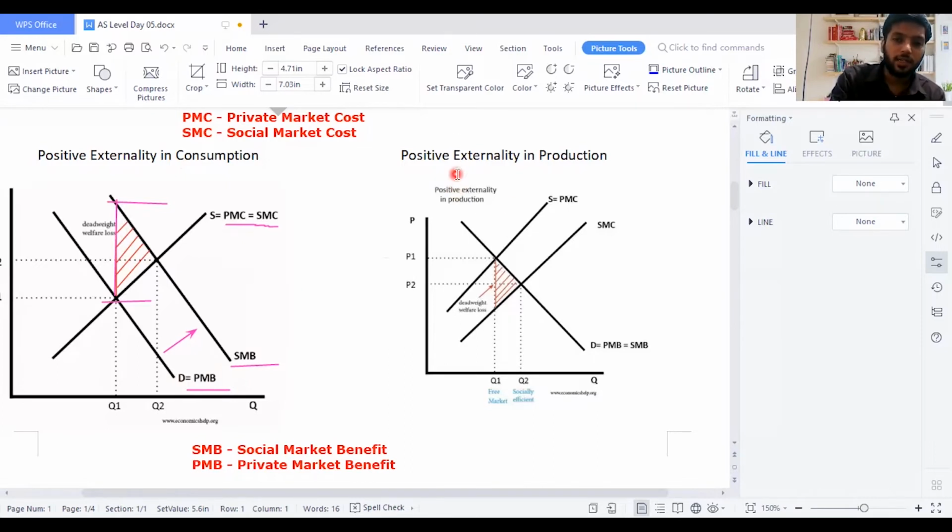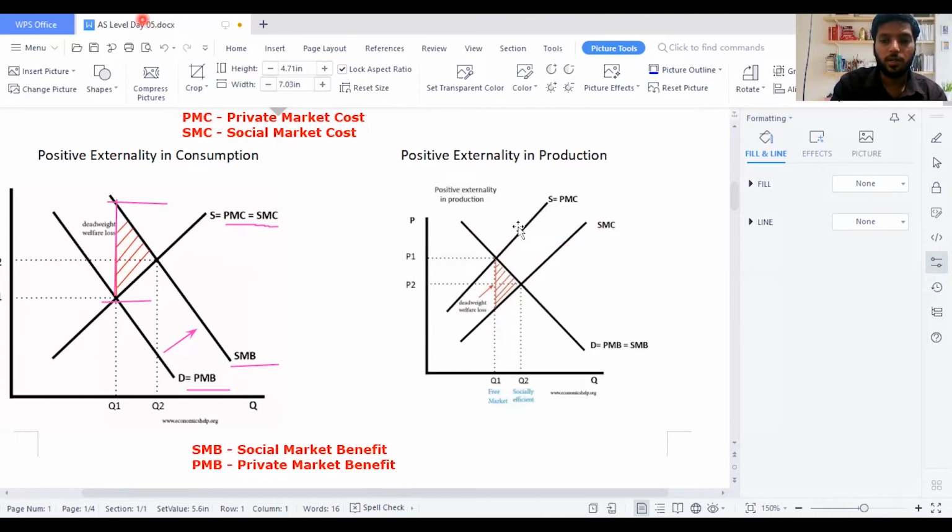Positive externality in production. Now, when I say consumption, I told you to remember the demand curve, right? The same way, when I speak about production, I remind you to remember the supply curve, because production starts with supply. The more they supply, the more production will happen. So here I have taken two curves, and you might see social market cost is lower than the private market cost.